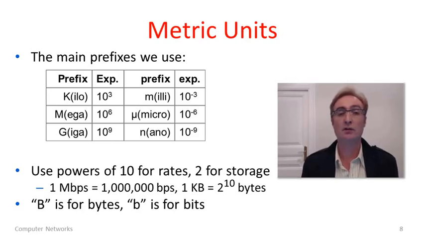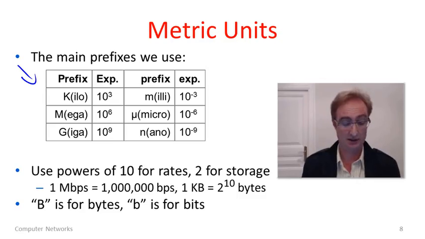Before we go over an example, I'll briefly talk about some of the metric units that we'll use here and elsewhere in the course. This table lists some of the common prefixes. We'll use kilo, mega and giga for thousand, million and billion, and milli, micro, nano for thousandth, millionth and billionth. These are all standard notation.